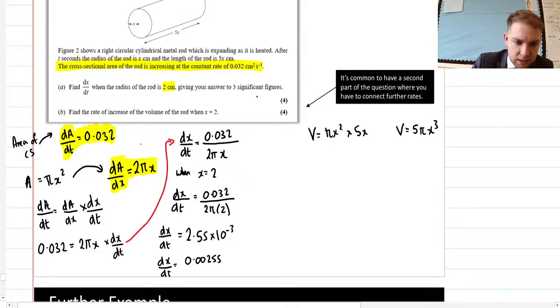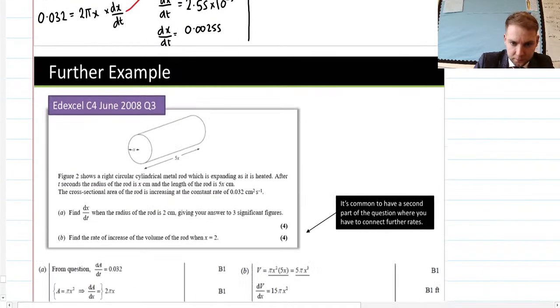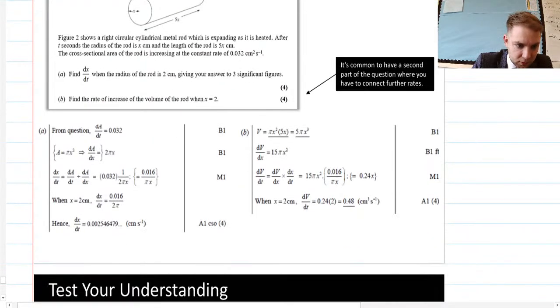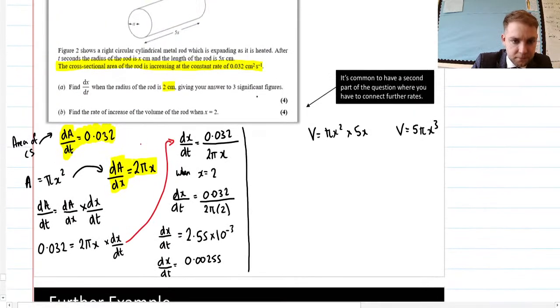Okay. So that's that first part done, part A there. I'm just going to check that before I move on. I'm positive I got it right. 0.00255, yeah, fine. Super.